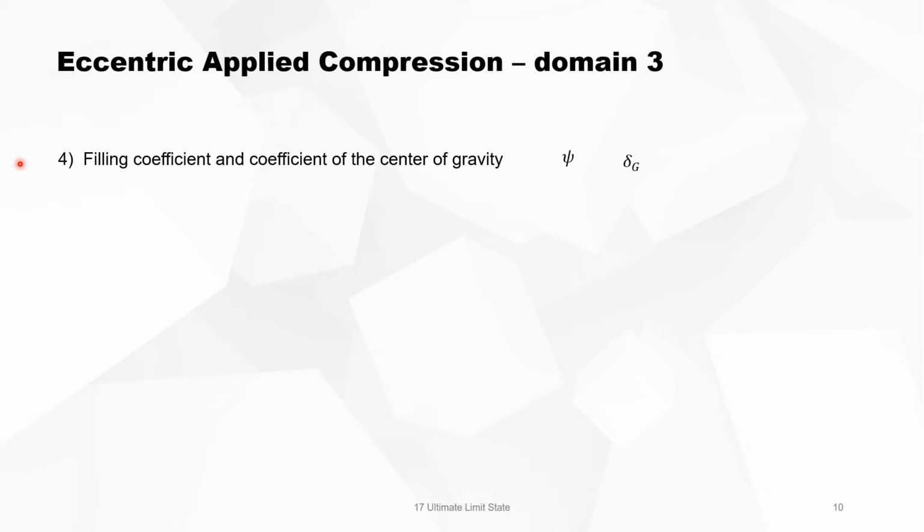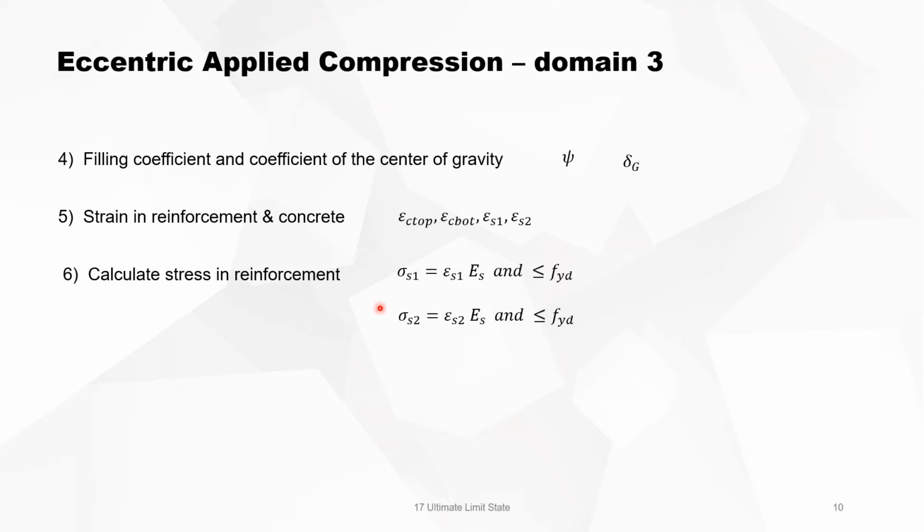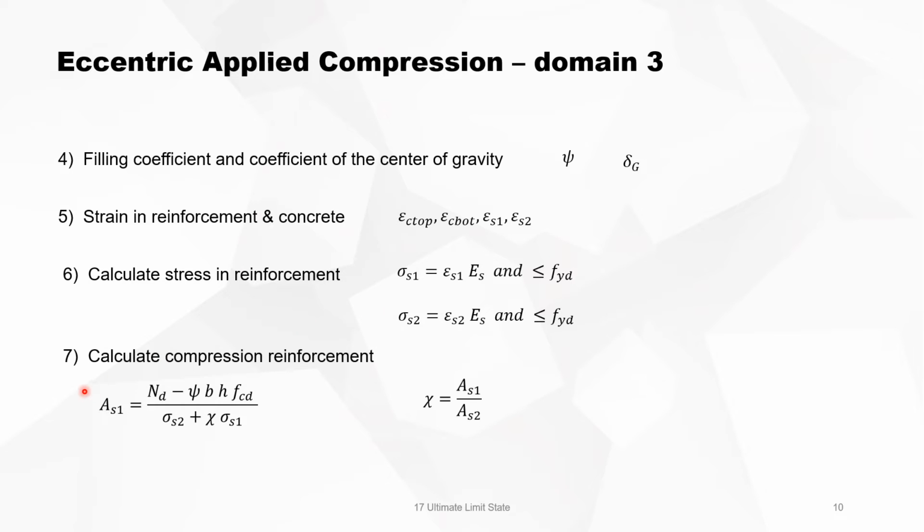Then we calculate the filling coefficient and the coefficient of the center of gravity. And we know that the strain in reinforcement concrete is also a function of CT, so we can calculate them too. Then we calculate the stress in the reinforcement, and after that we can calculate the reinforcement area. But we have one variable too much, so there are an infinite number of combinations AS1 and AS2 that comply with the formulation.